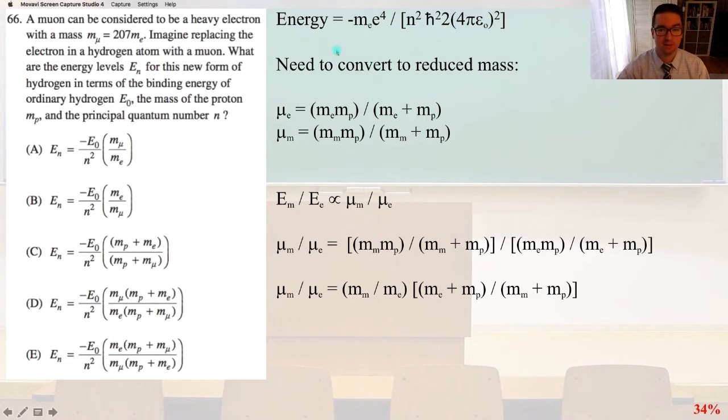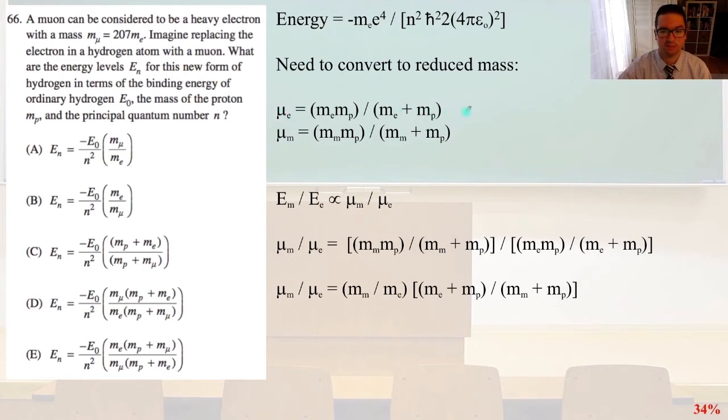So we know that the energy of our ordinary hydrogen atom is going to equal negative m subscript e, the mass of the electron, times e to the 4th, that's the fundamental charge of the electron, divided by n squared h bar squared times 2 times the quantity 4 pi epsilon naught, that quantity squared. And so, because the mass of the muon is not negligible now in the hydrogen system that it's being put into, we're going to need to convert to the reduced mass.